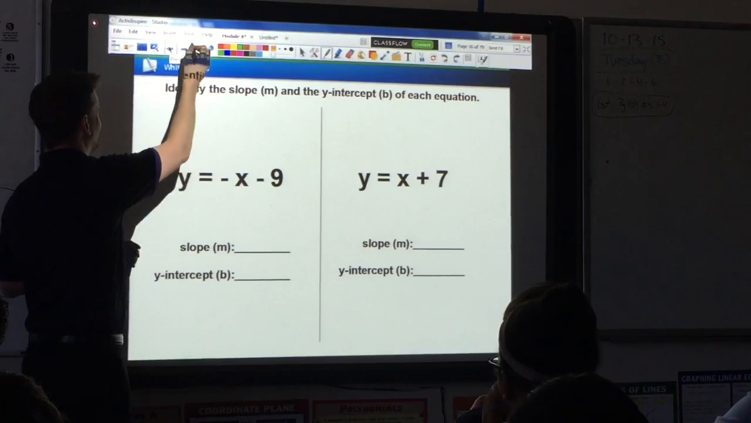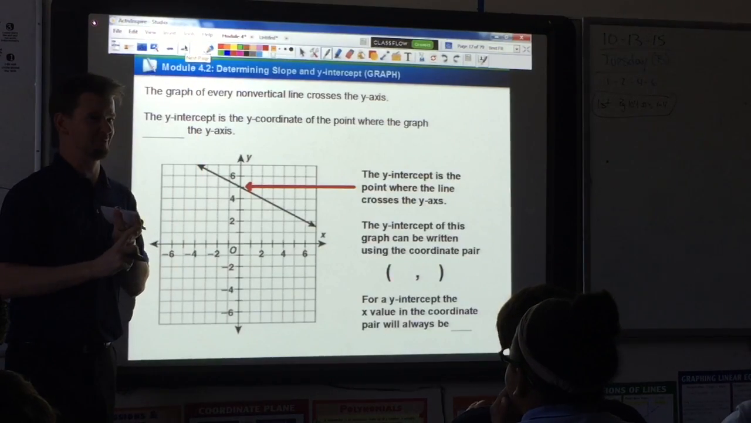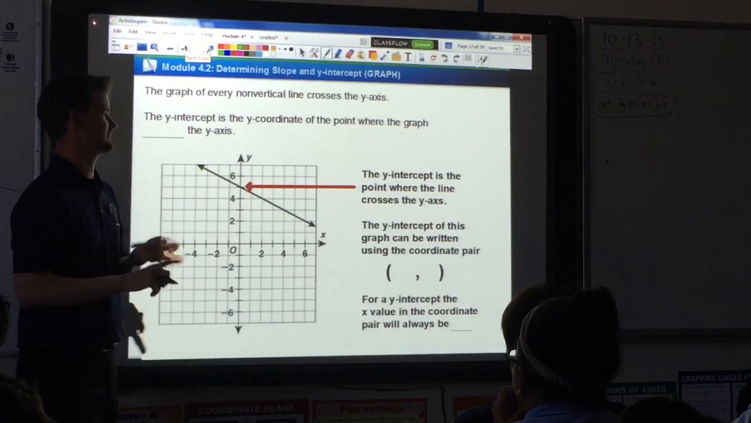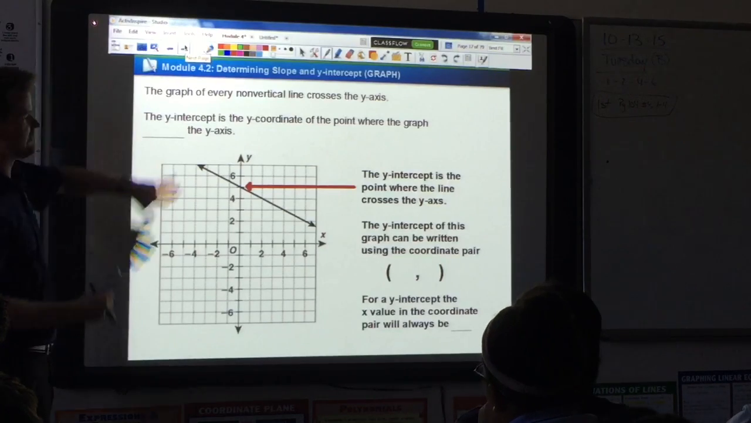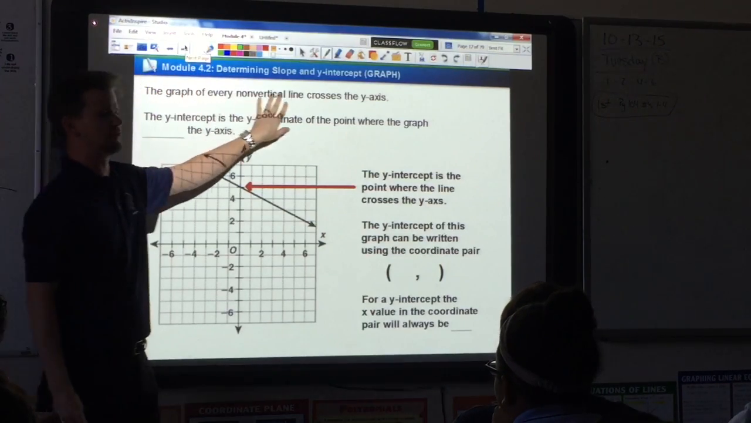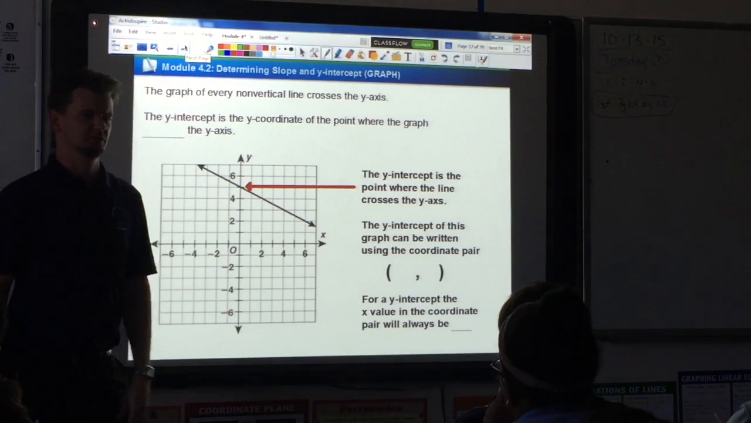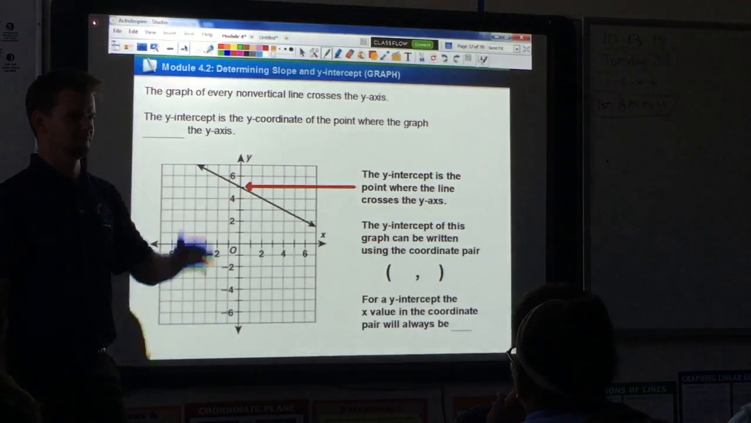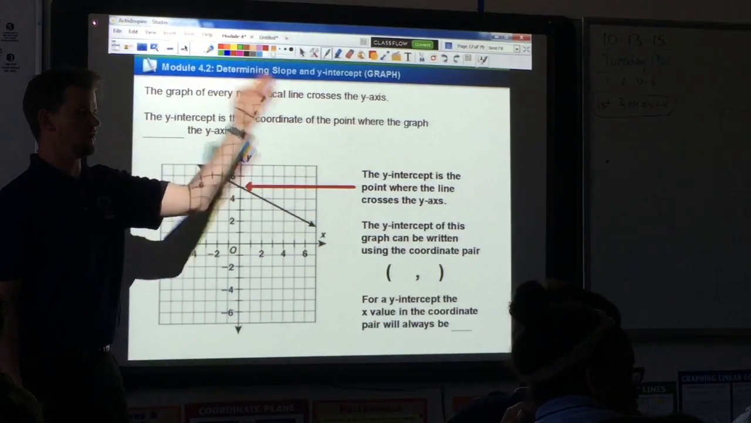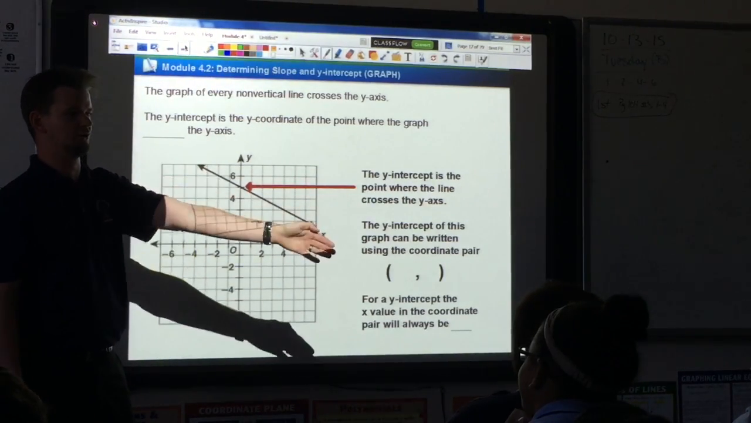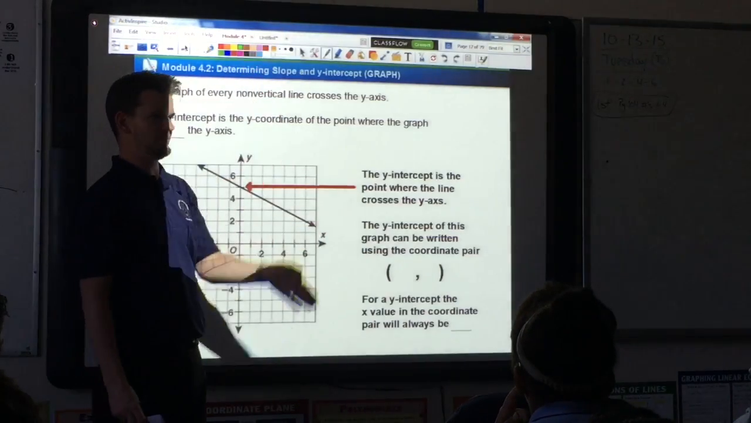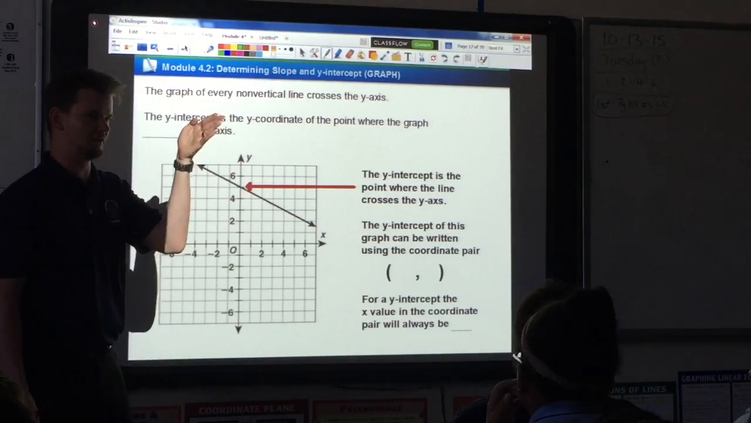Now, we're going to find slope and y-intercept from a graph. The graph of every non-vertical line, what does vertical mean? Yes, it means up and down. Vertical is an up and down line.